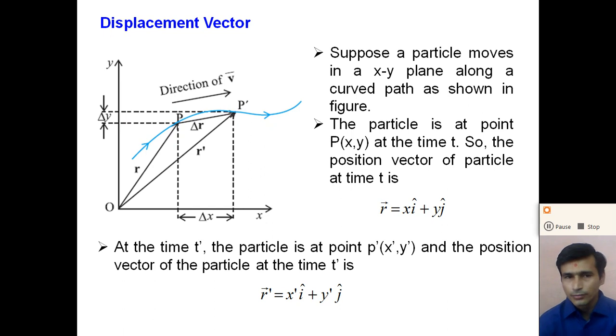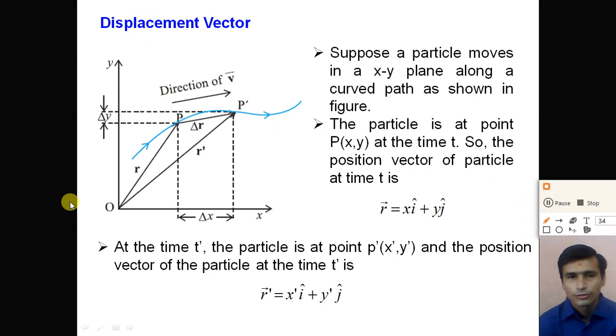So now here at the time t, the particle is at a point P and the coordinates of the point P are x and y, right? So the x coordinate of the particle P is x and the y coordinate of the particle P is y, right? So we can represent the position vector of the particle P at the time t as r = x i + y j, as we discussed previously, right? The position vector of any point is represented in component form x i + y j.